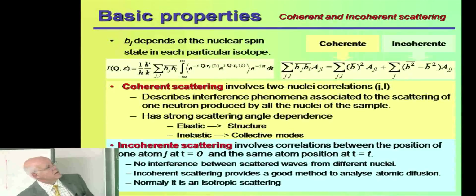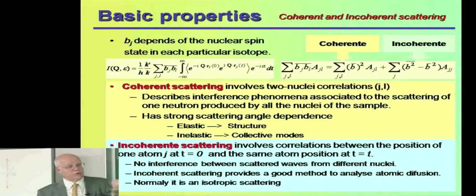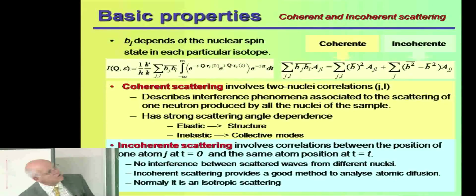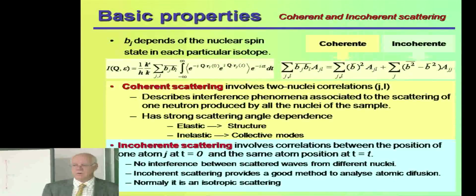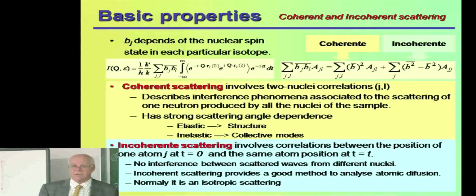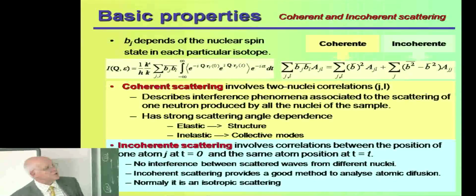Coherent and incoherent scattering. B depends on the nuclear spin state of each particular isotope. So the intensity of the scattered neutrons is given by this expression. We will come to this, but this expression has this product, BJ BL. It has two terms when developed. One term is the coherent, and the other is the incoherent term, which is very big in hydrogen and creates a lot of trouble when making experiments on samples that have a lot of hydrogen atoms.